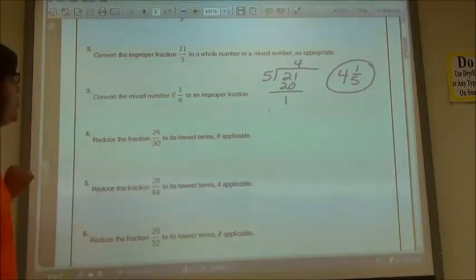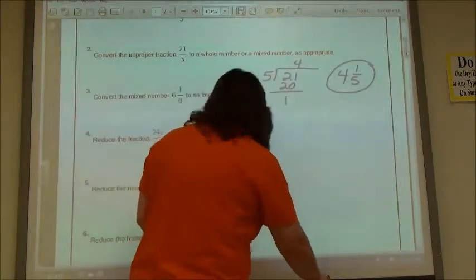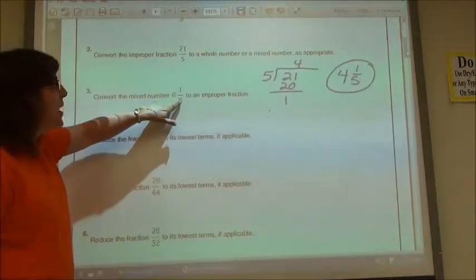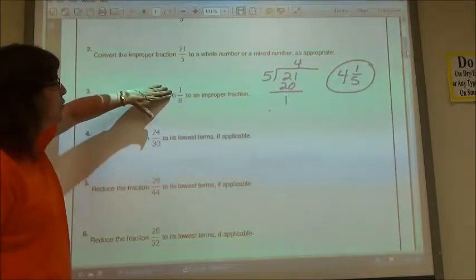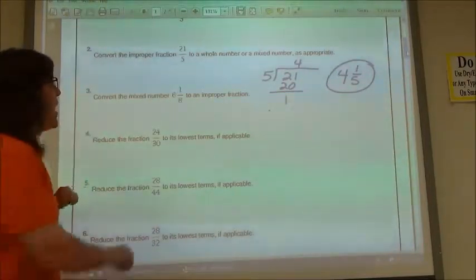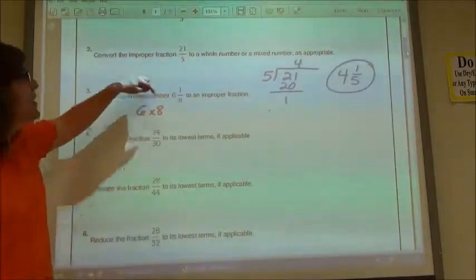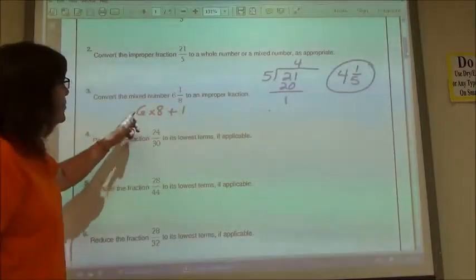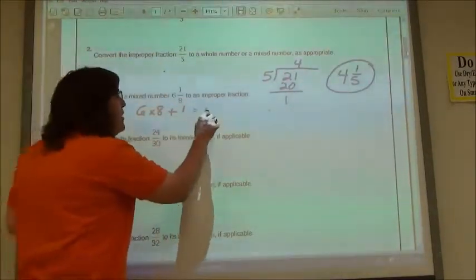Now the third one is going the other way around. Convert it from a mixed number to an improper fraction. So if I'm going to go from a mixed number to an improper fraction, I'm going to take my denominator times my whole number. If I've got 6 circles divided into 8 parts, I'm going to take 6 times 8, 48. Plus I'm going to add the numerator, the 1. So 6 times 8 was 48, plus 1 more would be 49.